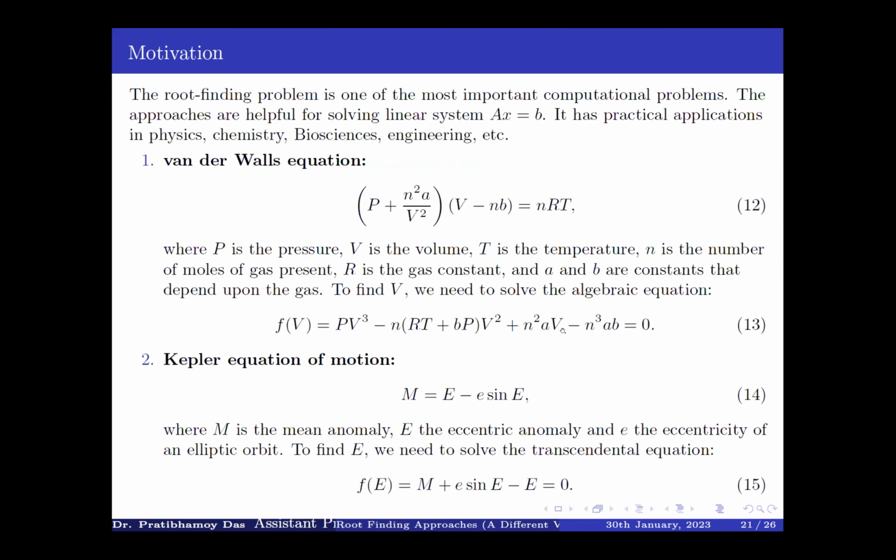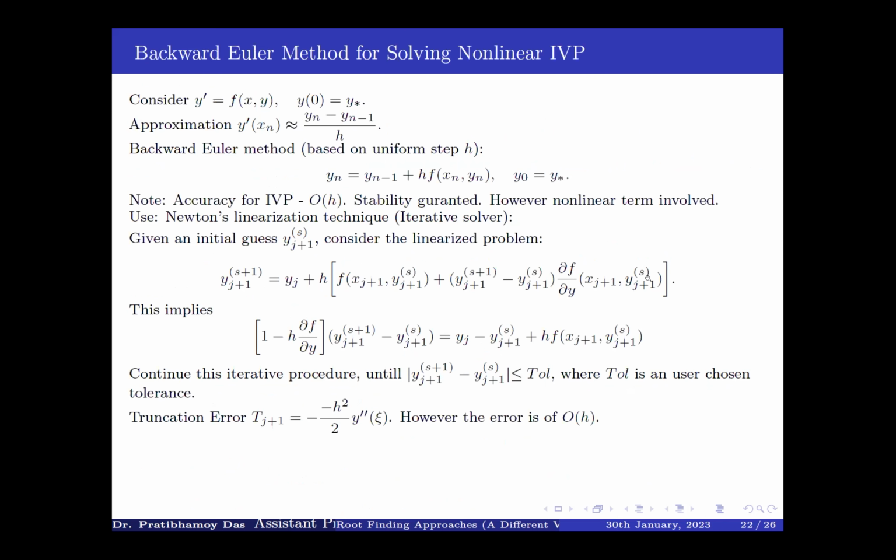Now forget about these parts. This Newton-Raphson or linearization method we can also use when solving nonlinear differential equations. Here I have y dash equal to f(x,y) with y(0) equal to y star. This is a first order initial value problem. I can use this linearization technique to find the solution by using backward Euler. I hope you know what backward Euler is.